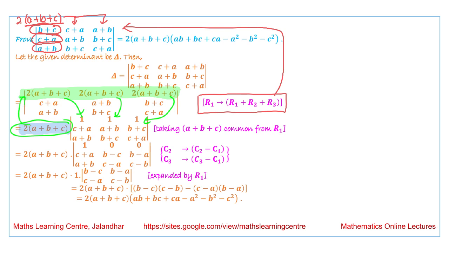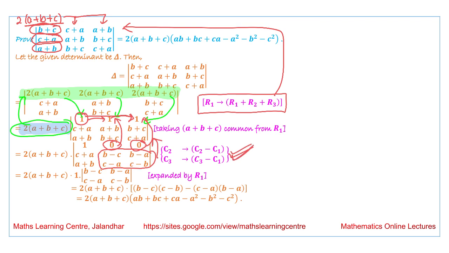Now the next step is, with the help of this one, we are going to make both these 0. It means we are going to apply the operation that column 2 approaches column 2 minus column 1, and column 3 approaches column 3 minus column 1. So these two terms we have made 0, and corresponding to this, these values are also changed by this operation.